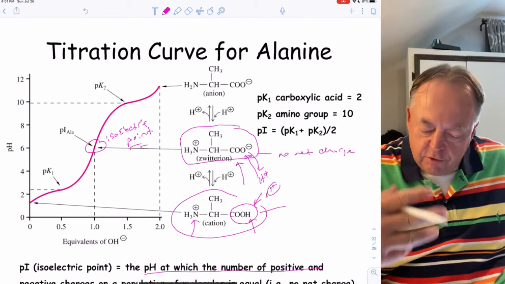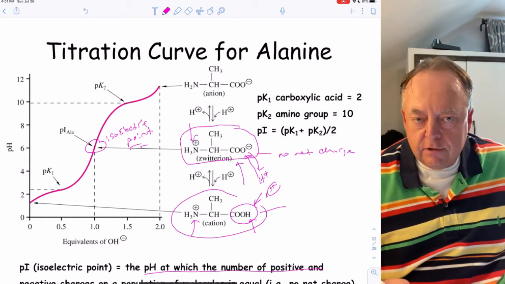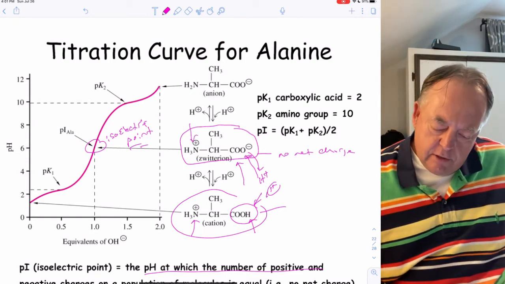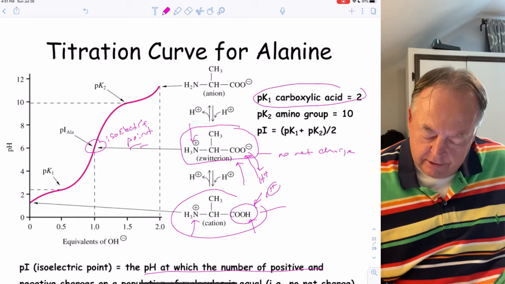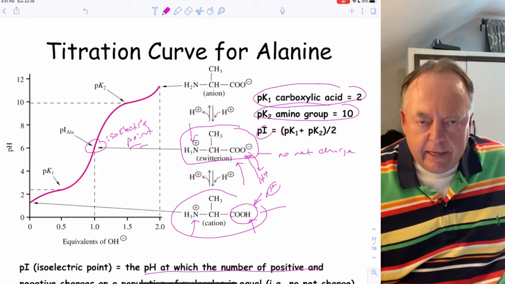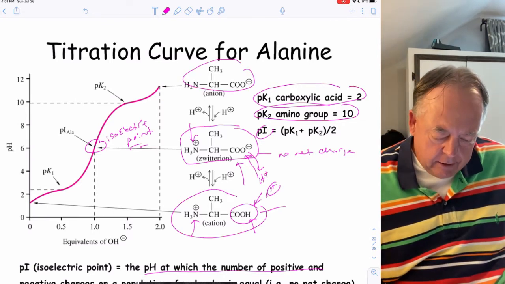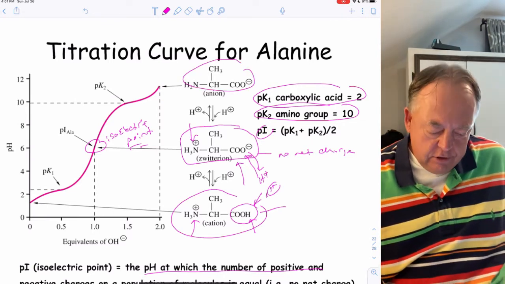And then if you kept increasing the pH, so kept adding base, then eventually you're going to take one of the protons off of nitrogen. That would be the second pKa. So the first pKa is 2 and the second pKa is 10. And so pI is just the average of those two. And so at high pH, alanine would have a net -1 charge.